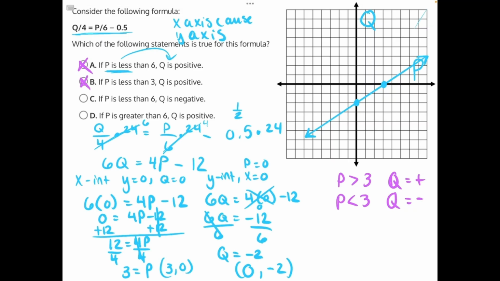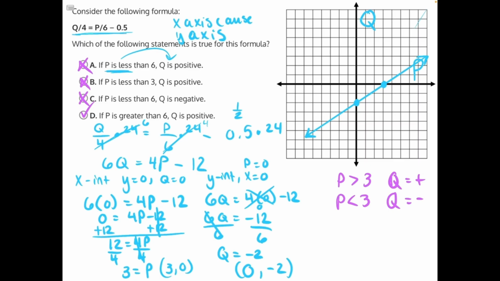C says if p is less than 6, let's bring back 6. Oops, sorry. 3, 4, 5, 1 more over. If p is less than 6, q is negative. Again, this is only partially true because some of these values are positive and then the rest of the values are negative. So C is incorrect. By process of elimination, it's D, but I will show you why D is correct.